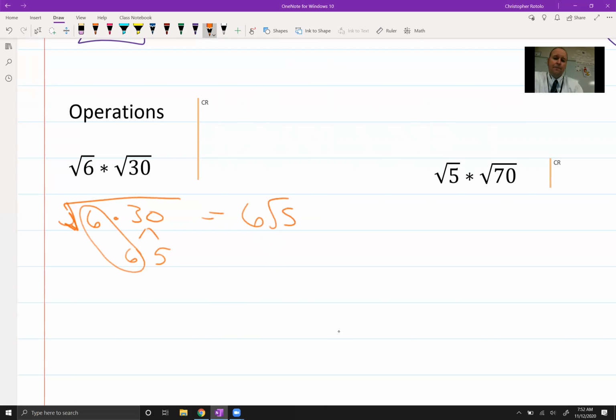How can I check that? Remember, if I take 6 and square it, that's 36 times 5. Would 36 times 5 give me the same thing here? And it does. Okay, so it checks out.